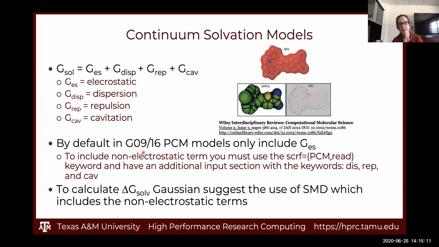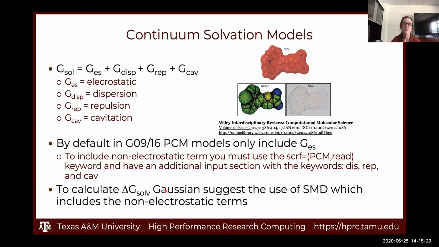So by default, in Gaussian 09 and Gaussian 16, the PCM models only include the electrostatic term. They do not include these other terms by default. Okay, if you wanted to add them in, you would have to add a keyword to add them in. SMD includes all of them by default.